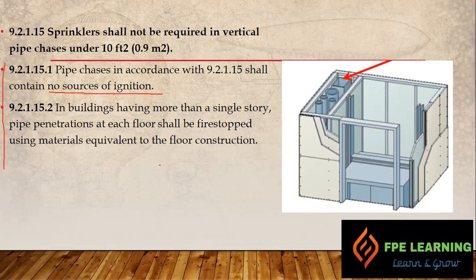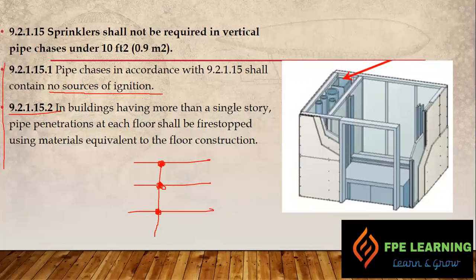Point number two talks about if the building is more than 2 stories, pipe penetration at each floor shall be fire stopped using material equivalent to the floor construction. So all the floor passings, we need to close with fire stopped materials, or let's say passive fire protection system, so that the flame cannot propagate from one floor to another floor. We know that, right? The fire can go due to the effect of the buoyancy from one floor to another floor upward, and that can add fuel to the fire, right?